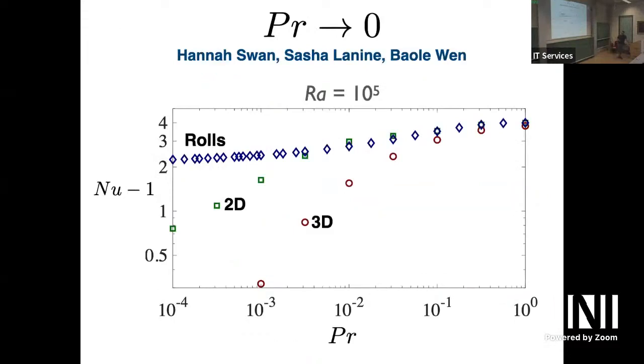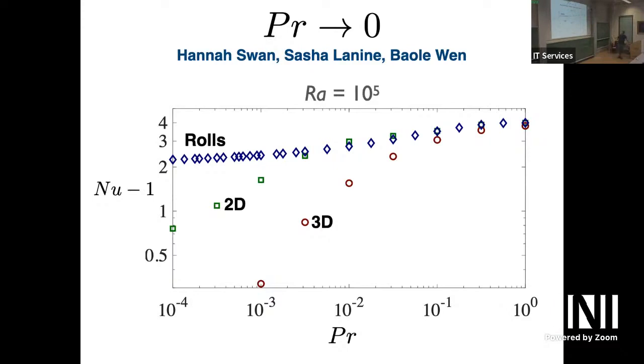Here's some data. This is at a small Rayleigh number because that's all I had on hand. These simulations are by Hannah Swan and Sasha Lenin, two undergraduates working with me, and some steady rolls are computed by Bao Wen. So the bottom data points are what you get in three-dimensional simulations. Here I'm starting on the right at a Prandtl number of 1. To the right of this, the Nusselt number tends to be pretty flat with the Prandtl number, and indeed it has to be flat as Prandtl goes to infinity. So I'm just looking below Prandtl equals 1.